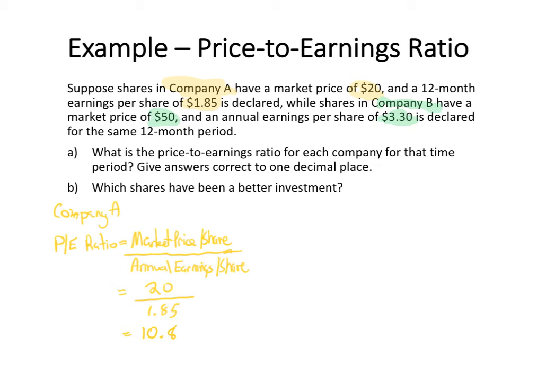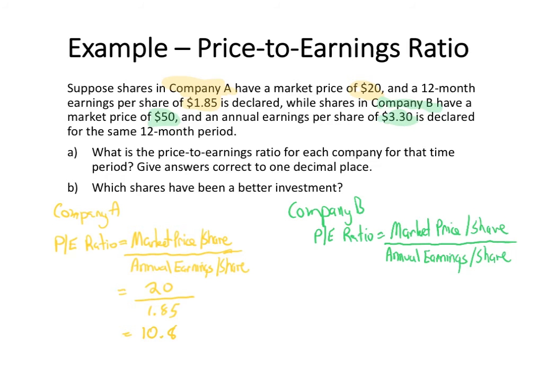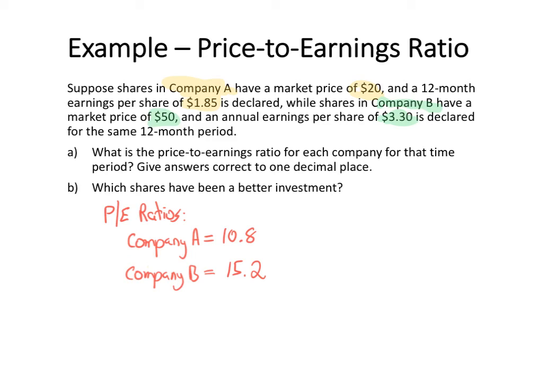So now we need to do the same thing for company B, and we'll start off with writing the formula. After we've completed the formula, our next step is to substitute in the values. So for company B, it is going to be 50 divided by $3.30, and that is equal to 15.2. So now that we have our two price to earnings ratios, we need to compare them for part B. So we are comparing a price to earnings ratio of company A of 10.8 to company B of 15.2.